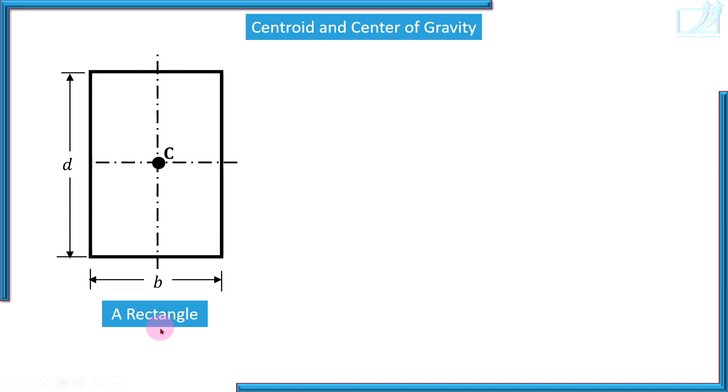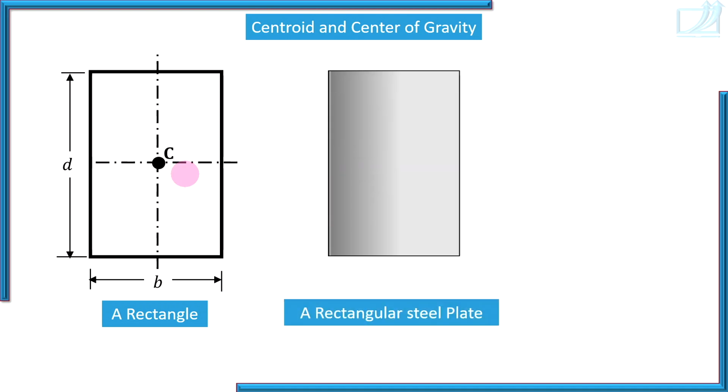And what is this shape? A rectangle. Geometrical center of a shape is a centroid. Remember, there is nothing like center of gravity of a rectangle. It should be centroid of rectangle. Now you will understand it better.